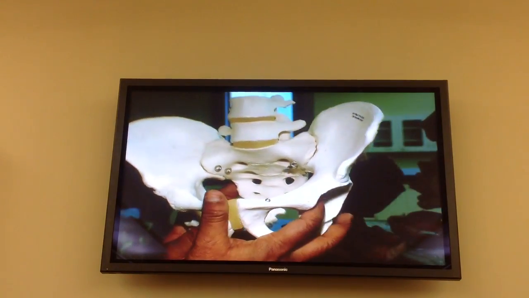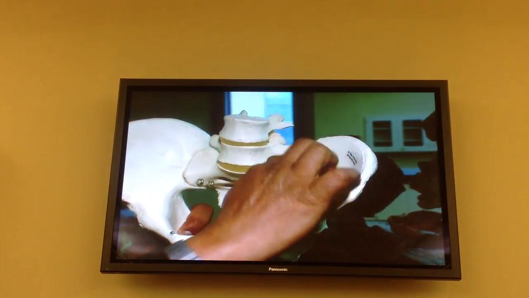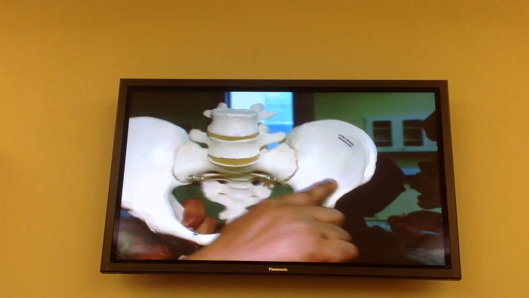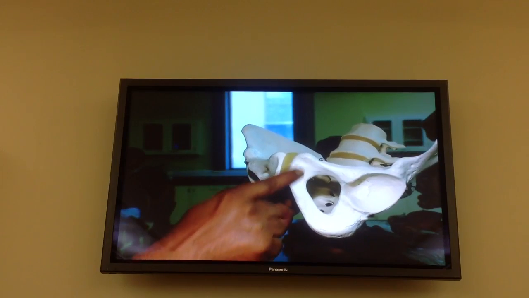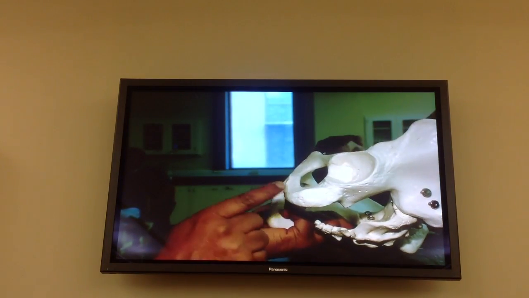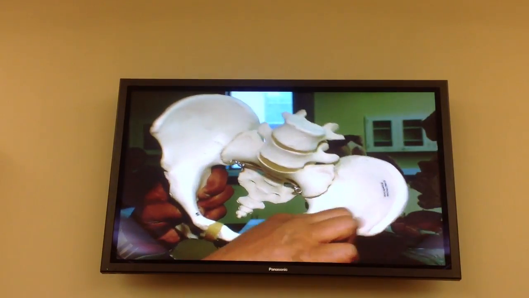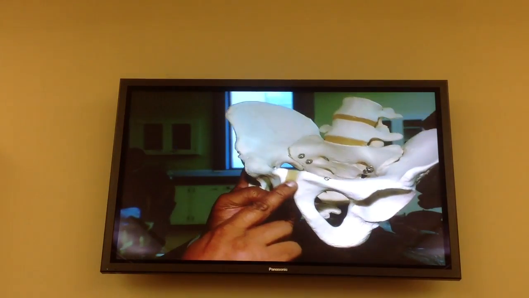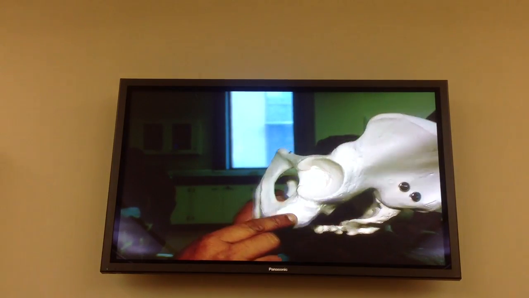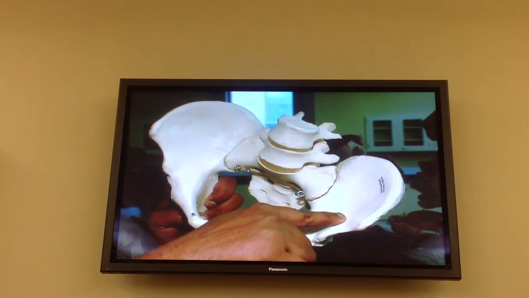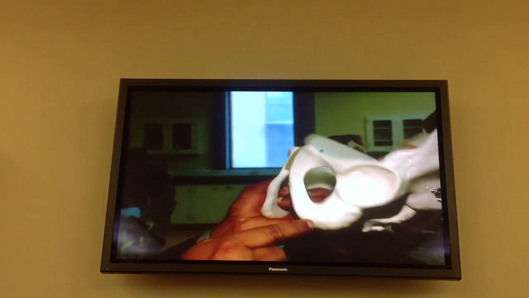This is pelvis. This is called ilium, fan-shaped ilium. This is called pubis. This is called ischium. Three bones: ilium, pubis, ischium. Okay? Ilium, I-L-I-U-M, pubis, P-U-B-I-S, ischium.